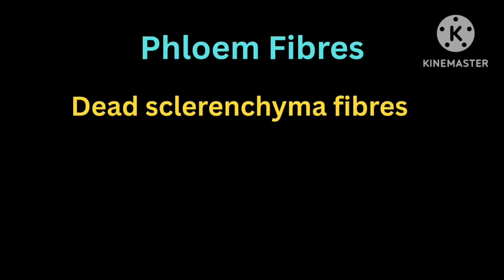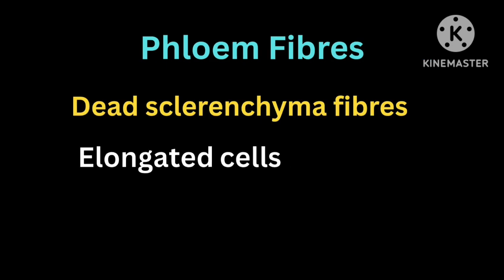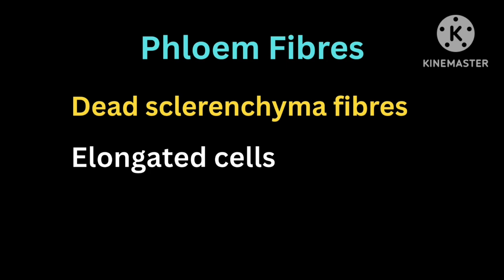Now, phloem fibers. The last part of phloem, they are the dead part of phloem, and they are composed of dead sclerenchyma fibers. They are elongated cells and they also store food. They help in storage of food.